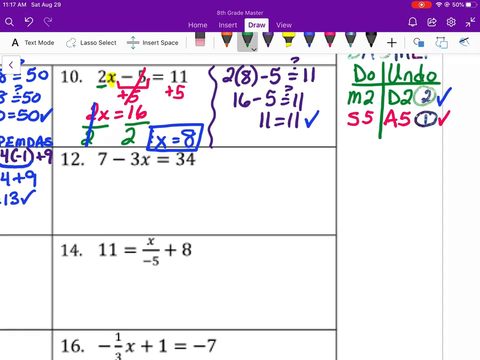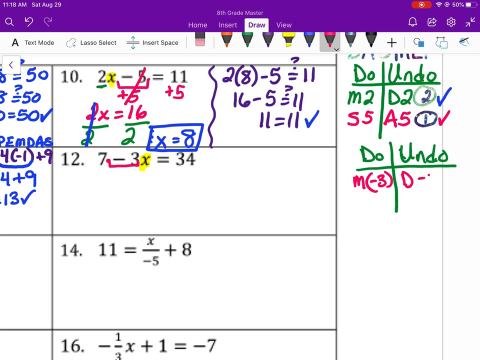Okay, here's number 12. Again, we're going to do our do and undo box. And we've got this. Ooh, this one gets a little bit tricky. Remember, whatever sign is in front of the term is what sign stays with that term. So what's going on between the 3 and the x? It's actually that we're multiplying by negative 3. To undo multiplication, we do division.